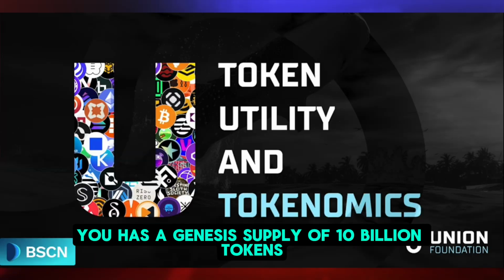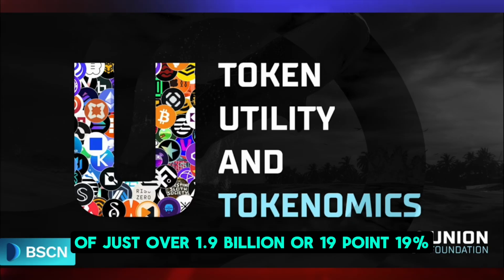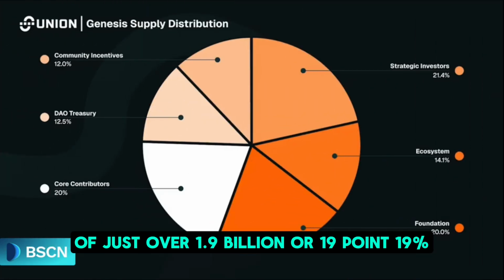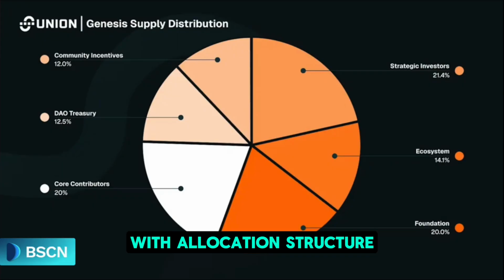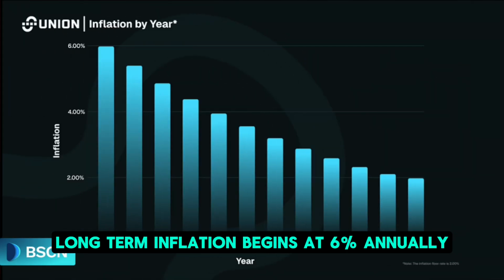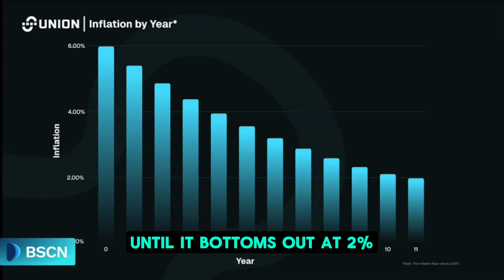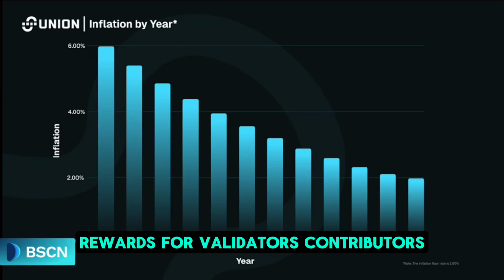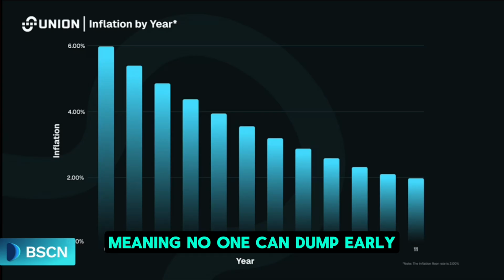U has a genesis supply of 10 billion tokens, with an initial circulating supply of just over 1.9 billion, or 19.19%. That relatively low float compared to the total supply is intentional, with allocation structured to keep the network sustainable long-term. Inflation begins at 6% annually, but decreases by 10% each year until it bottoms out at 2%. Rewards for validators, contributors, and investors come with cliffs and vesting schedules, meaning no one can dump early.